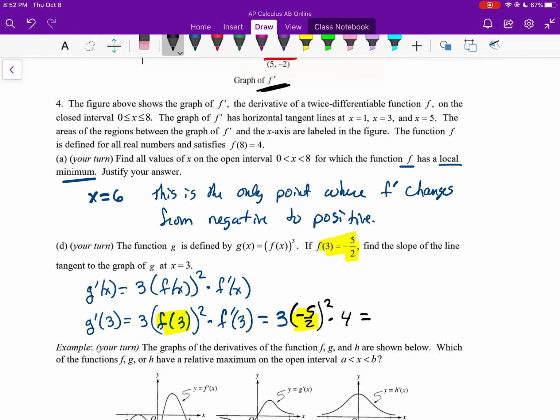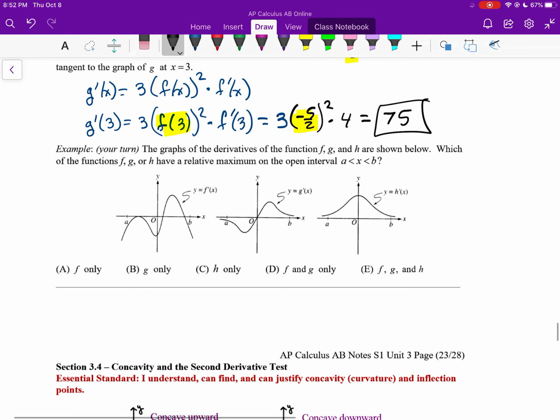We can go and fill this out. Negative 5 over 2 times negative 5 over 2 is 25 over 4. Times the 4 is just going to be 25, and then times the 3 is going to be 75. Our last problem, try that one out.